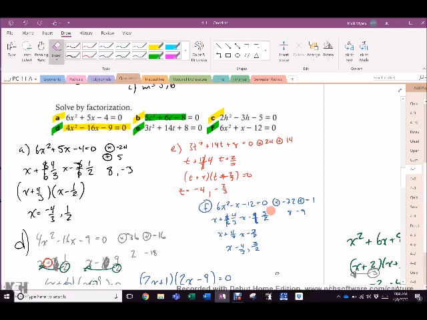Now, remember, some of you don't like to factor this way. That's okay. Some of you factor in such a way that you get 3x plus 4 and 2x minus 3. If you get that, you just have to remember to solve for x. 3x plus 4 equals 0 gives x equals negative 4 thirds. 2x minus 3 equals 0, 2x equals 3, x equals 3 over 2. Okay?